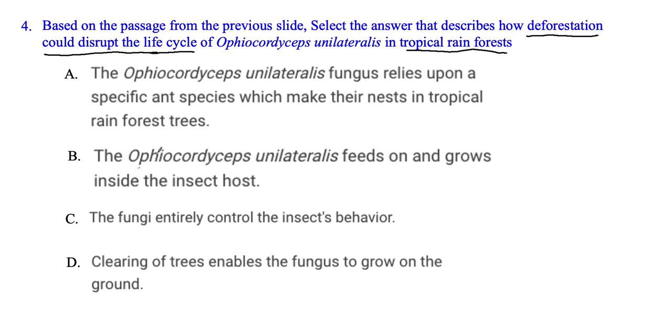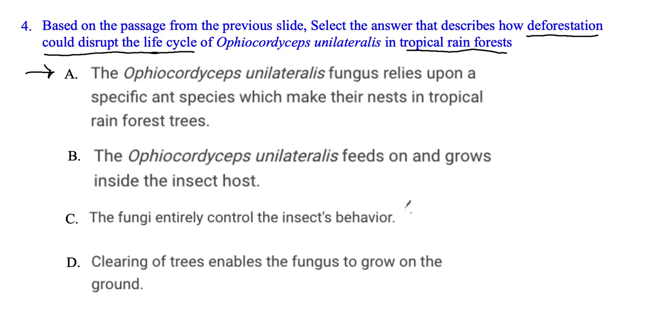Which one of these answer choices deals with deforestation and rainforests? Well, A does. It says the fungus rely on specific ant species which make their nests in tropical rainforests. If we cut down the trees, it might disrupt that life cycle. I would probably predict A. What about B? Does this have to do anything with deforestation and rainforests? The fungus feeds it and grows inside the insect host. That's true, but it doesn't have anything to do with deforestation.